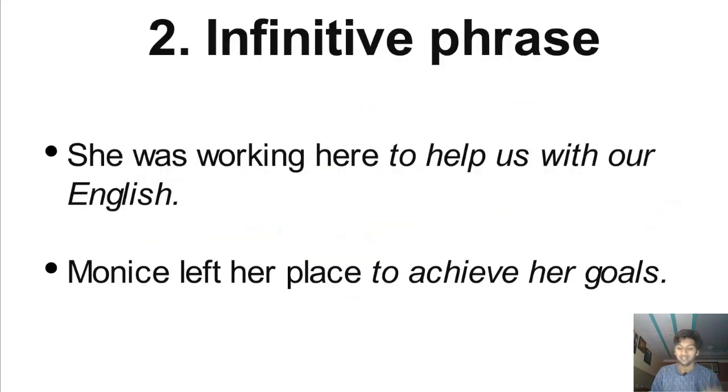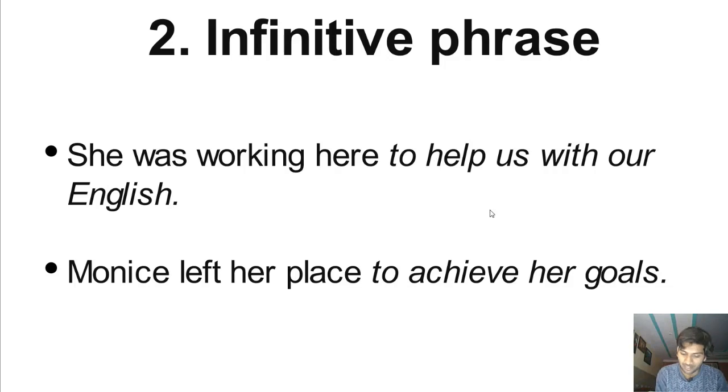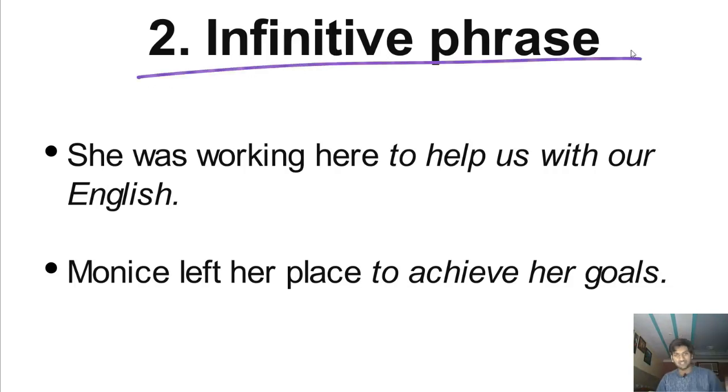All right. Second thing that can be an adjunct. Infinitive phrase, a phrase that starts with an infinitive. To plus the first form of a verb, the base form of a verb, infinitive. I don't know why the pen is not working properly. It usually does, but whatever.